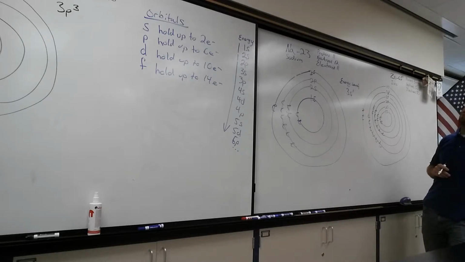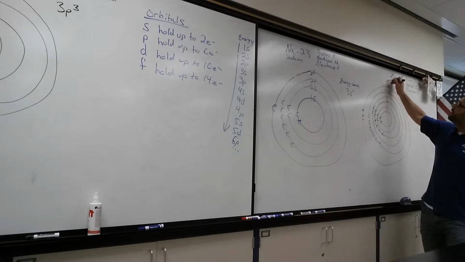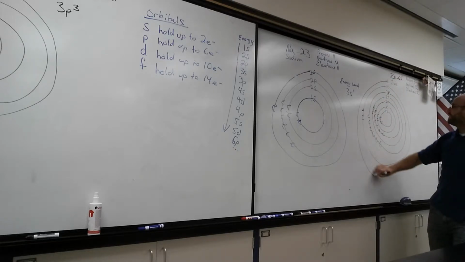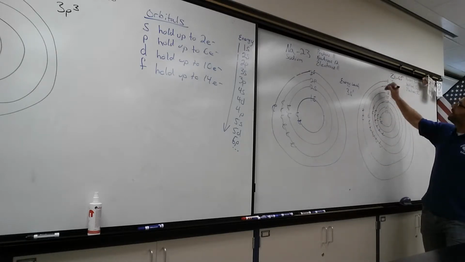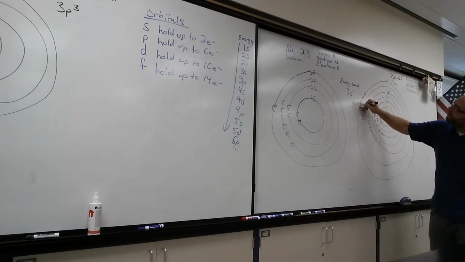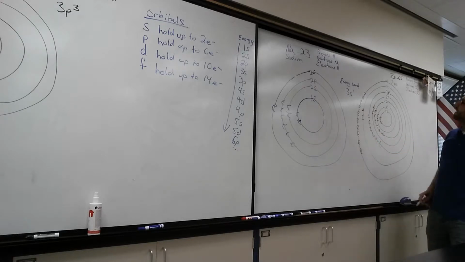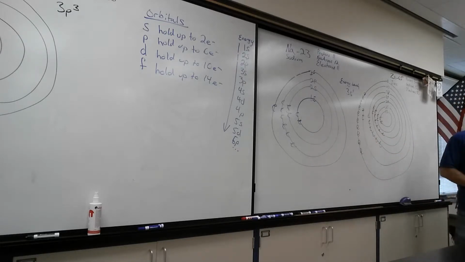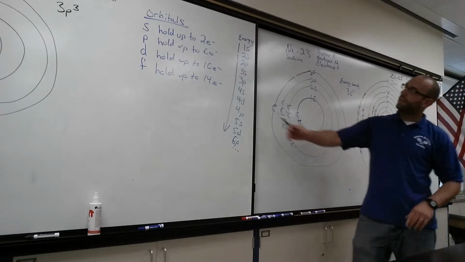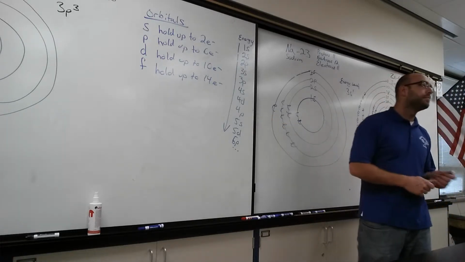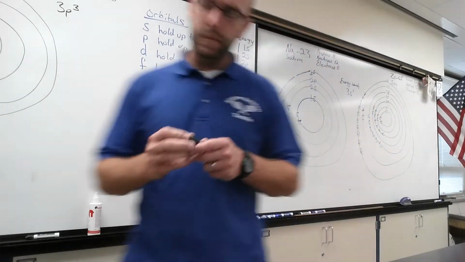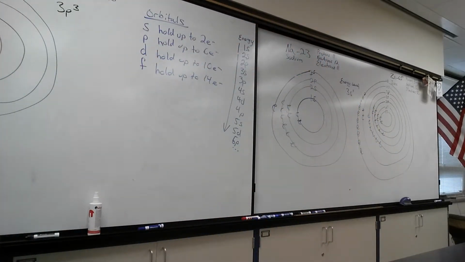I need 10 more. After 4s, I'm at 4d. And d's can hold up to 10. 1, 2, 3, 4, 5, 6, 7, 8, 9, 10. Wait, so now 4p? Okay, we skip it. 4p comes after 4d. Oh, wow. And that order will make more sense soon.